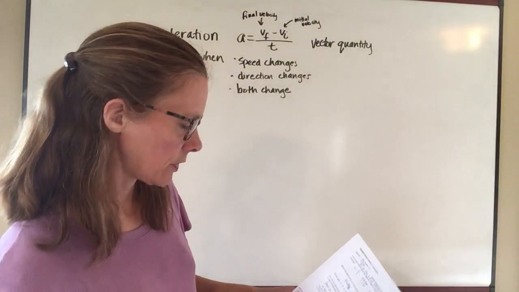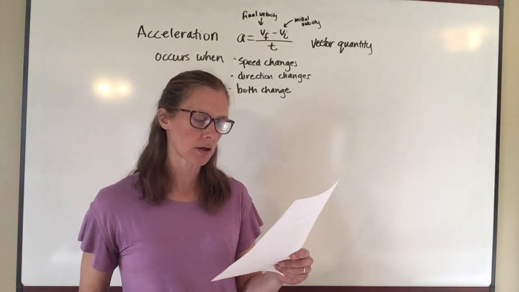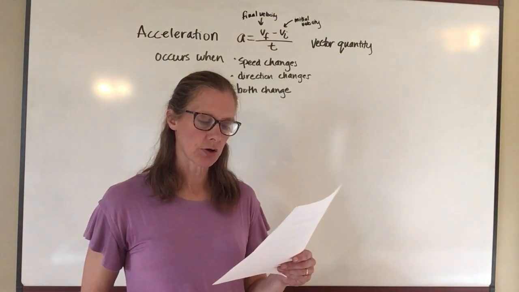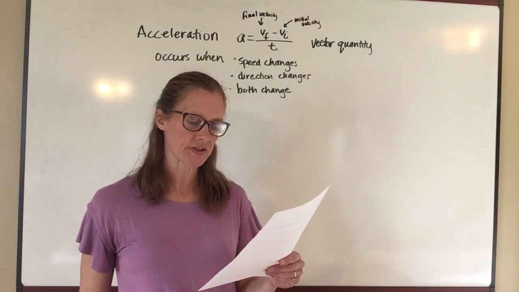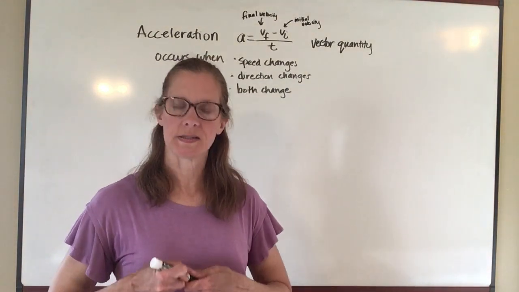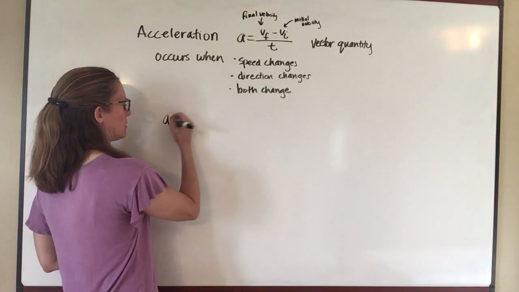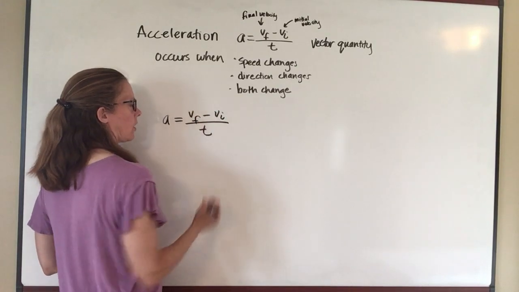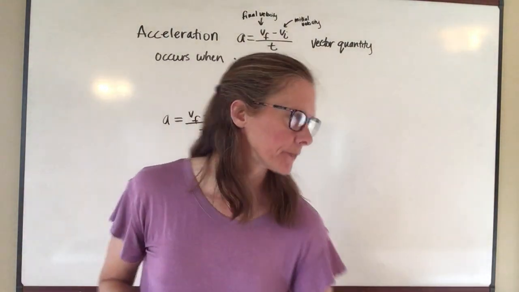And so we'll start with the first problem on the list here. It says a rock is dropped from a bridge into a river. It starts out with 0 initial velocity and hits the river 2 seconds later, traveling with a velocity of 19.6 meters per second downward. What is the acceleration? Okay, so acceleration equals the final velocity minus the initial velocity over time. Now, what is happening to this rock here?